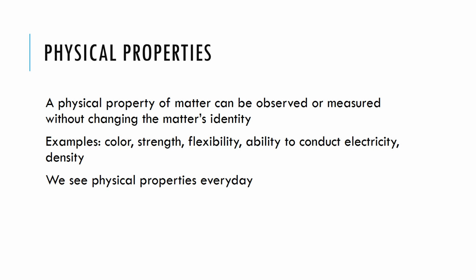Obviously, color we can see. We can test strength with force and flexibility. We can do the same. We can easily test conducting electricity by sending a current through, which doesn't change the identity. Density and mass we can both measure. So these are all things we're able to see, feel, touch, test, things like that without having to change whatever that substance is that we're looking at.